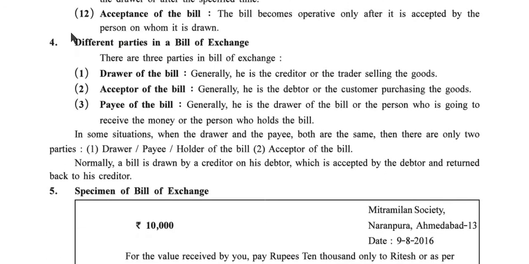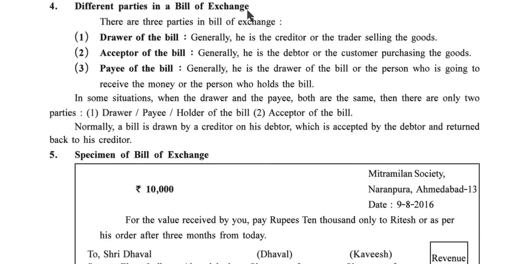Now, fourth point, different parties in a bill of exchange. There are three parties in a bill of exchange. First, drawer of the bill. Generally, he is the creditor or the trader selling the goods. Here, who draws the bill? Generally, the trader who sells his goods on credit. At that time, he is called a creditor. So he is a creditor, meaning a trader who sells his goods on credit.